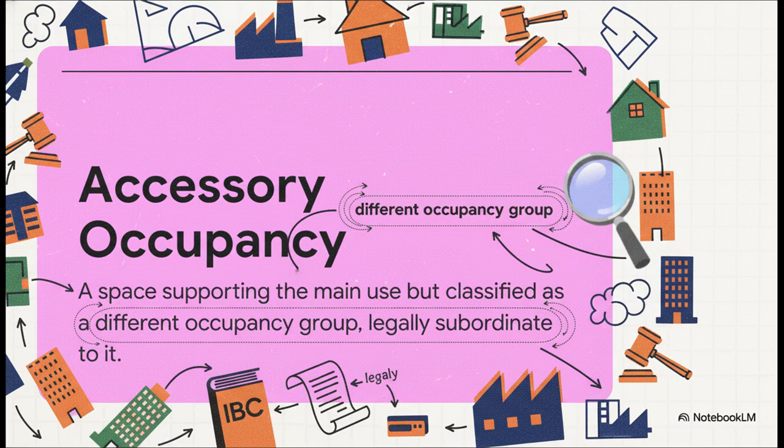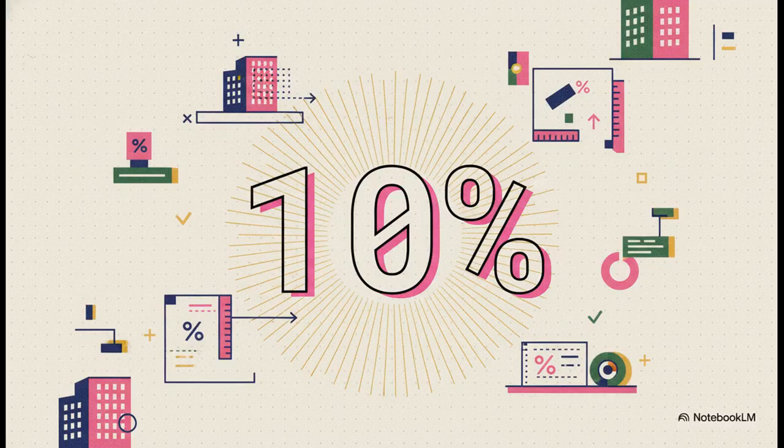An accessory space is legally subordinate or secondary to the main use. And when you hear the word accessory, I want this number to flash in your mind like a giant neon sign. 10%. This is the golden rule. It's the bright line test that the code gives us to determine if something can even qualify as an accessory occupancy.